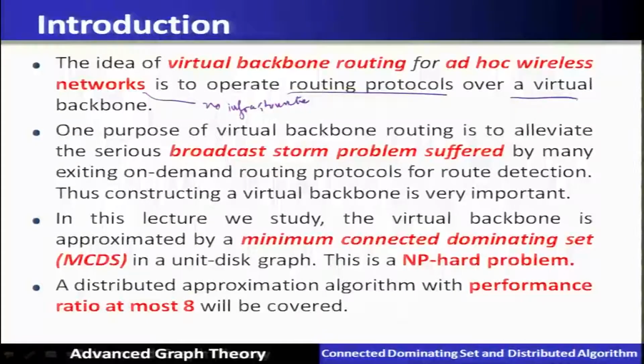That is the method. Now, here one purpose of virtual backbone based routing is to alleviate the problem which is called a broadcast storm problem. That will arise if the destination is not known. So, the source who wants to send the information has to depend upon the flooding, and the flooding will create the serious problem which is called a broadcast storm problem. Thus, the construction of a virtual backbone is very important in the wireless networks to operate the routing protocol without suffering from a broadcast storm problem.